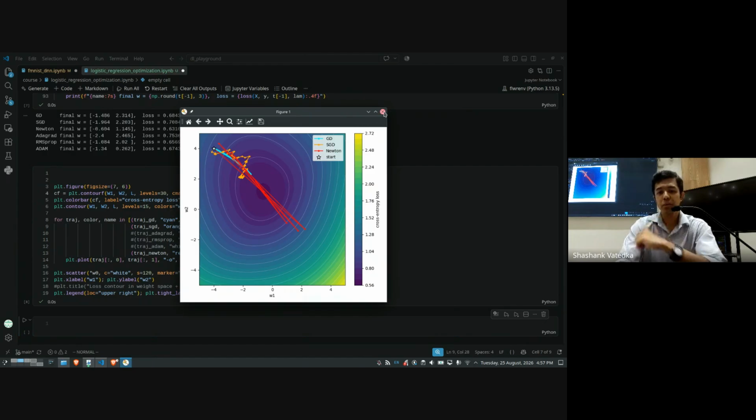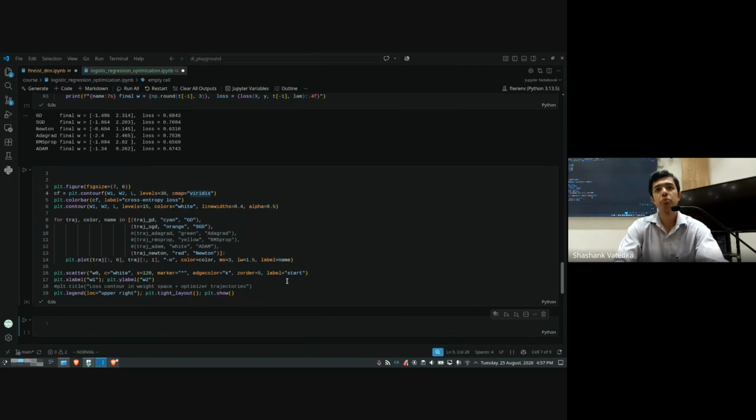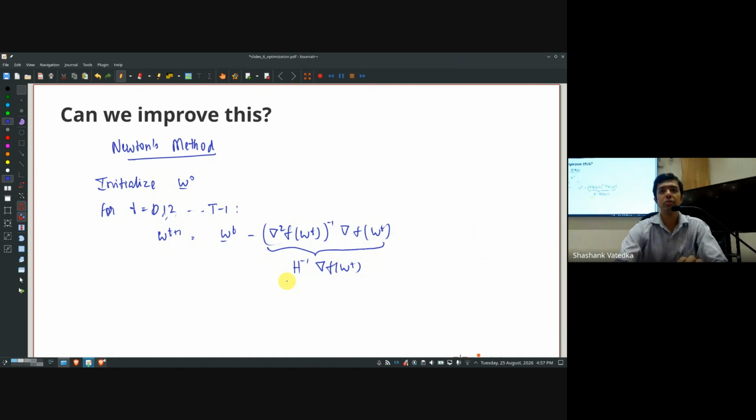So what is happening over here? Why is Newton's method performing so much better than gradient descent or stochastic gradient descent? One way of intuitively looking at Newton's method is that this H inverse is doing some form of conditioning, in the sense that it's adapting. Firstly, it's also changing the directions along which you move. In every step, you're not moving in the direction of steepest descent. It's not moving in the direction of the negative gradient. It's moving in a slightly different direction.